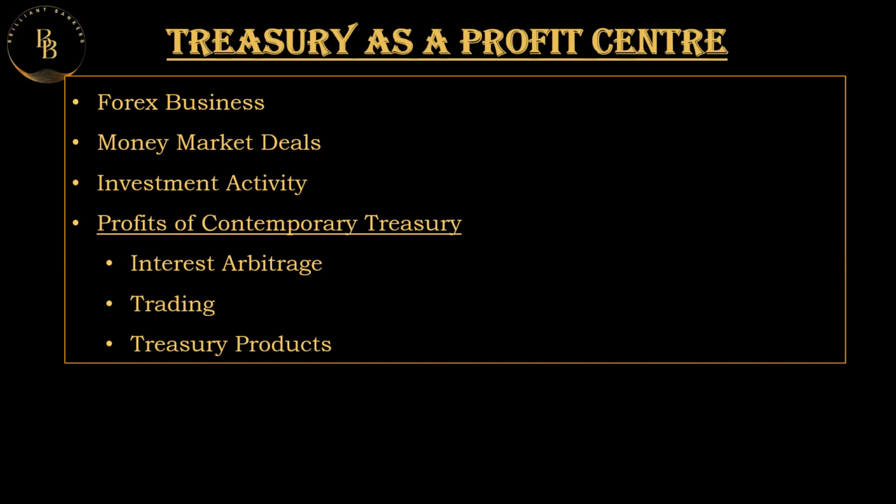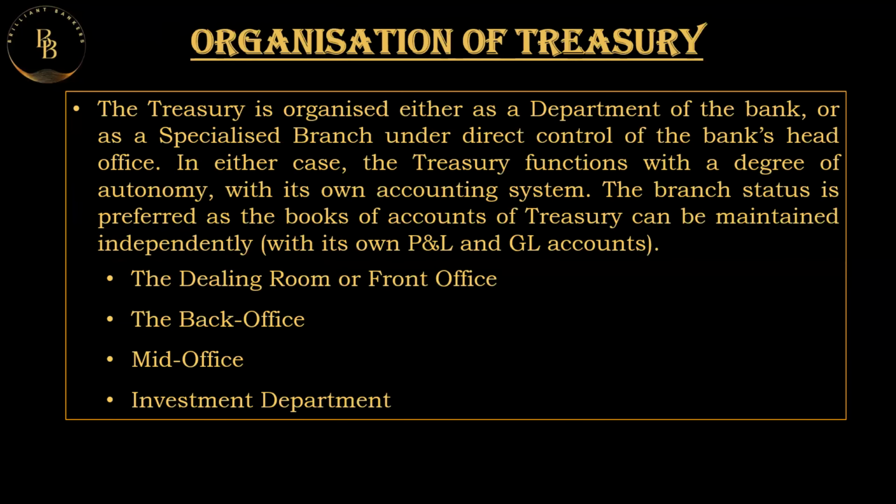So, what is an organization of a treasury? What is the organization structure of a treasury? The treasury is organized either as a department of a bank or as a specialist branch under the direct control of the bank's head office. So the treasury functions with a degree of autonomy with its own accounting system. So treasury is a separate branch which comes directly under the head office, and it has its own accounting system wherein it is not linked with any other branch, and the branch status is preferred as the books of accounts of the treasury can be maintained independently.